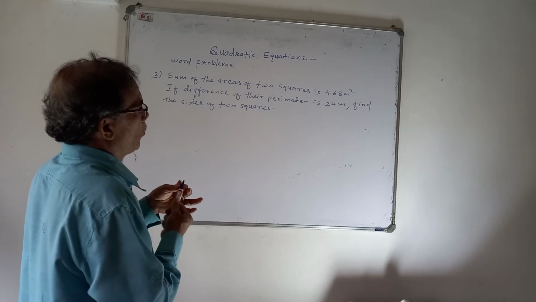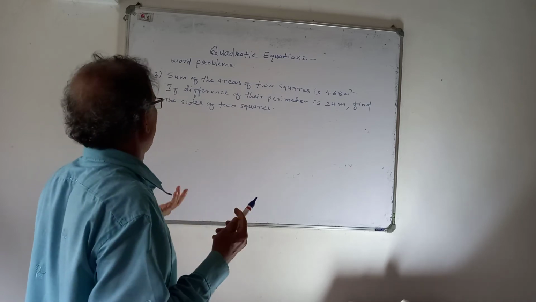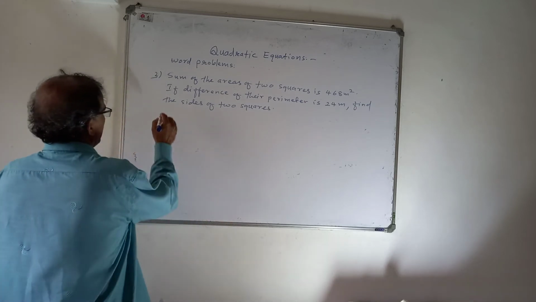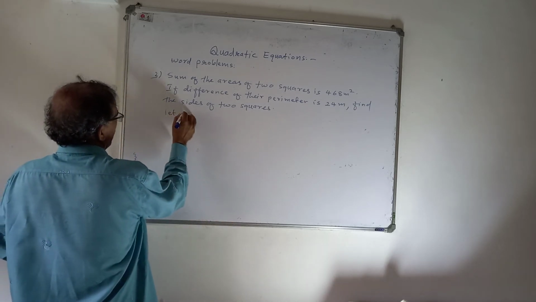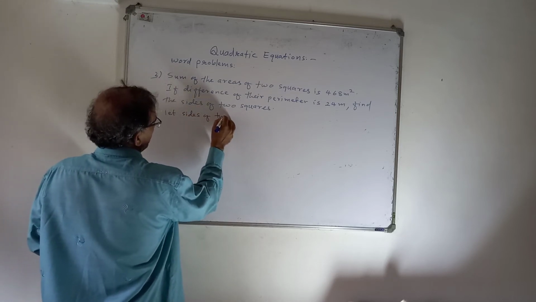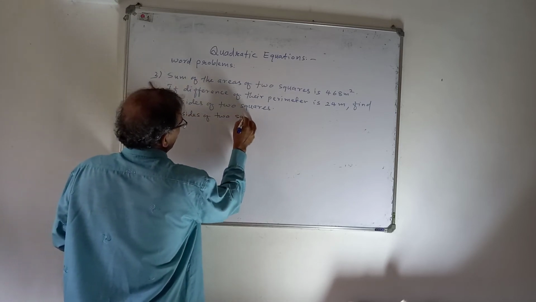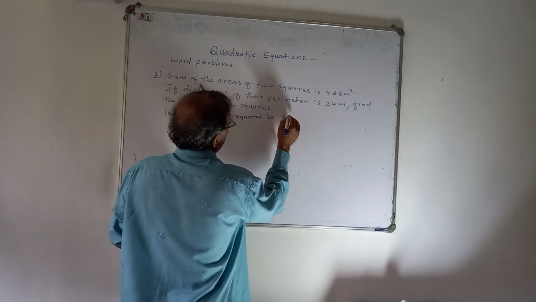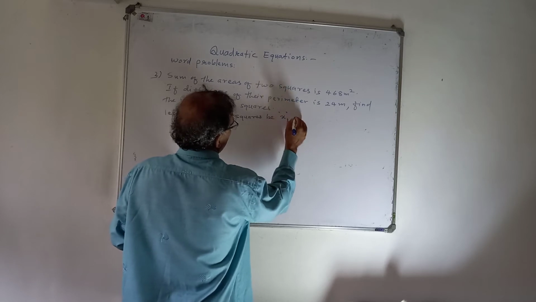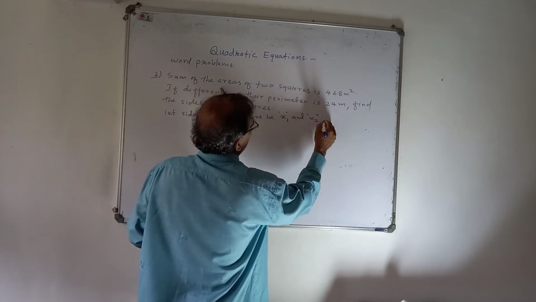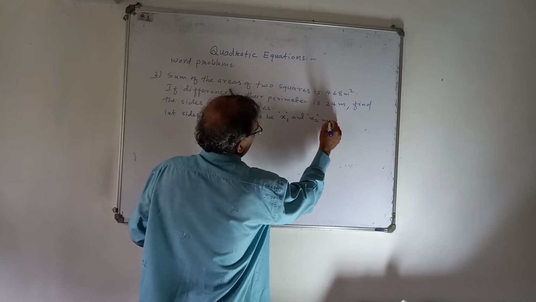Let us take side of one square be x1 and side of another square we can take as x2. Okay, let sides of two squares be x1 and x2 meters.